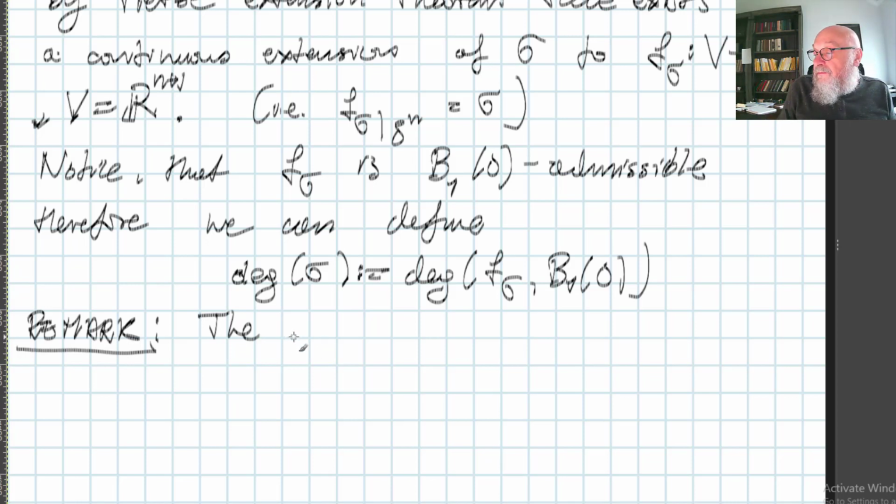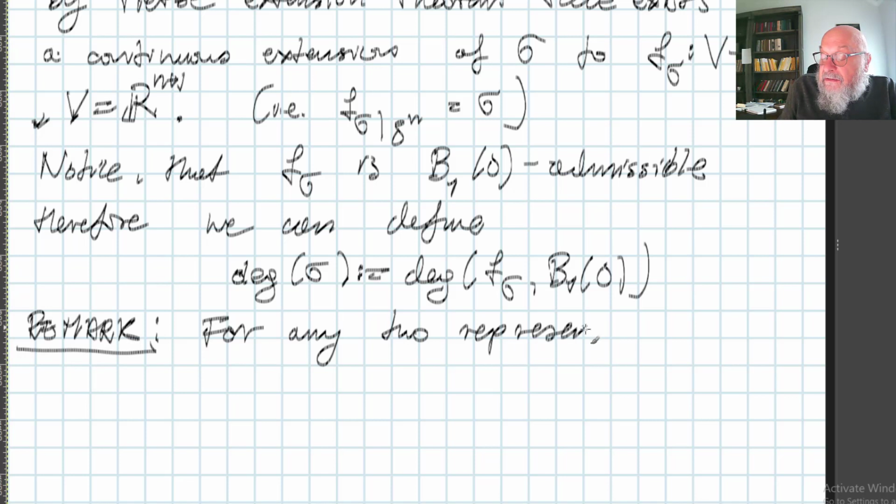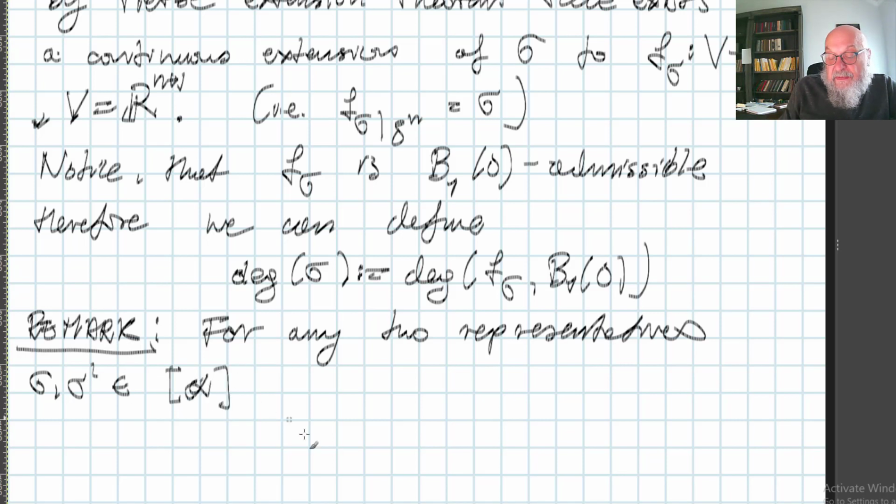For any representatives, put it like this, sigma and sigma prime belonging to the homotopy class of a certain alpha that goes from Sn to Sn. So this is a homotopy class of that map, and there are two representatives.